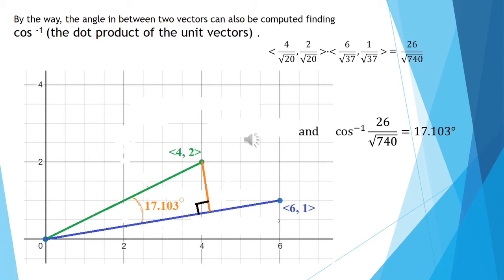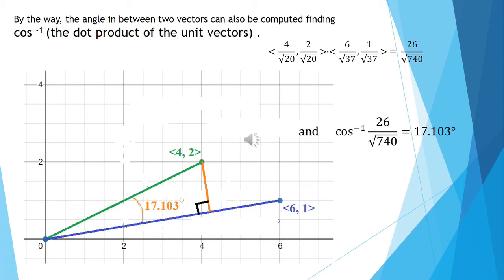Take that dot product and you end up with 26 over the square root of 740. So again, what occurred there: I'm multiplying the x's, so 4 times 6 is 24. And the denominator will be the square root of 20 times the square root of 37. And then you add the product of the y's, so 2 times 1 is 2, so 24 plus 2 is where the 26 came from. And if you take 20 times 37, you get 740. So the dot product of the unit vectors is 26 over the square root of 740.